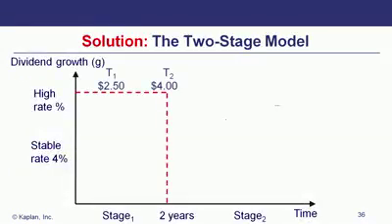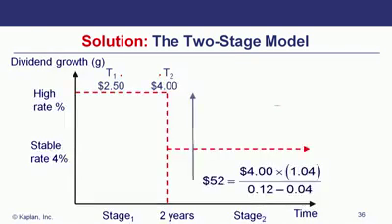For 2 years, we have the high growth. So at time 1, we'll get $2.50. Time 2, we'll get $4. After that, we get the stable growth of 4%. So once you hit the stable growth rate, we are using the Gordon growth model. So $4 was our final dividend in the high growth phase.